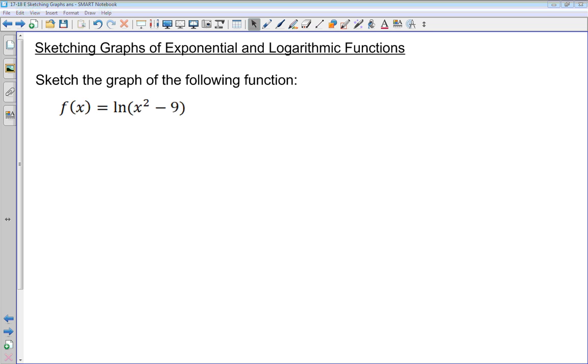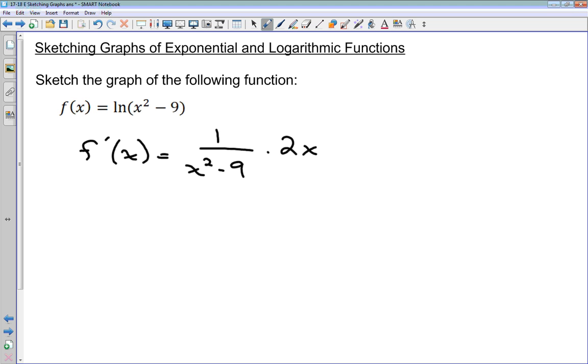So here we're asked to sketch the graph of the function f(x) = ln(x² − 9). The first thing we're going to do is find our first derivative and our second derivative. For our first derivative, we've got to use the chain rule. Our outer function is the ln function, so it's going to be 1 over x² − 9 times the derivative of that inner function, which is just 2x.